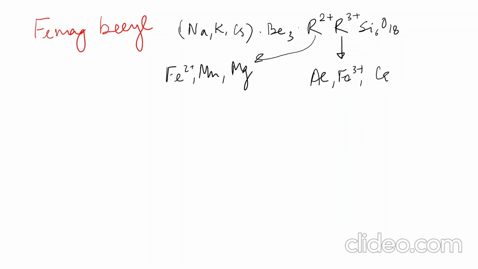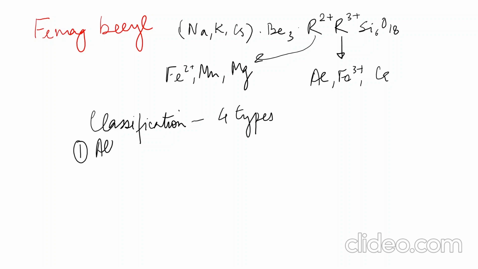A classification of beryl was proposed, and this classification proposed four types of beryls. So these are, first one is alkali free beryl.